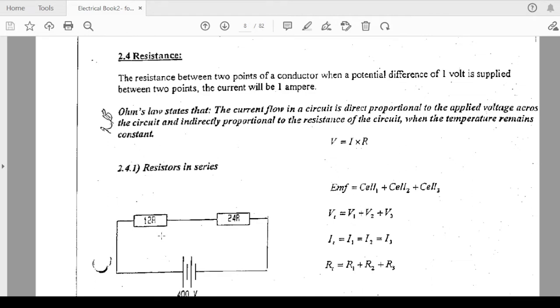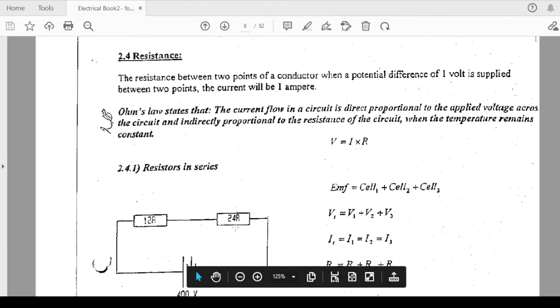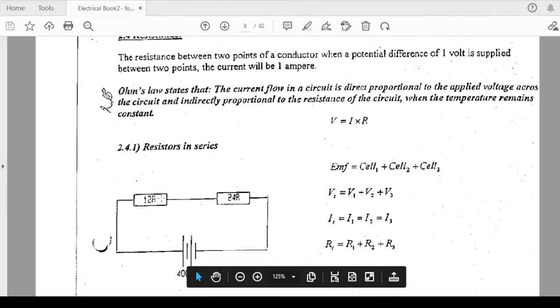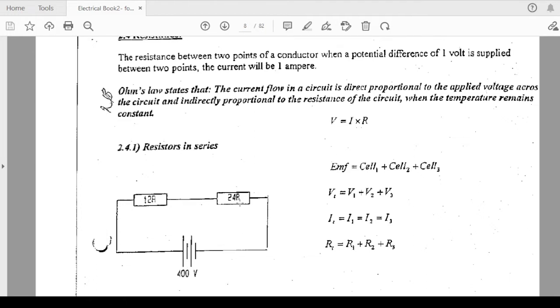So if it has got higher resistance, like you've got 24 ohms and 12 ohms here, the 12 ohm is just not resisting too much, but 24 is resisting too much. Okay? That is what we mean by resistance.